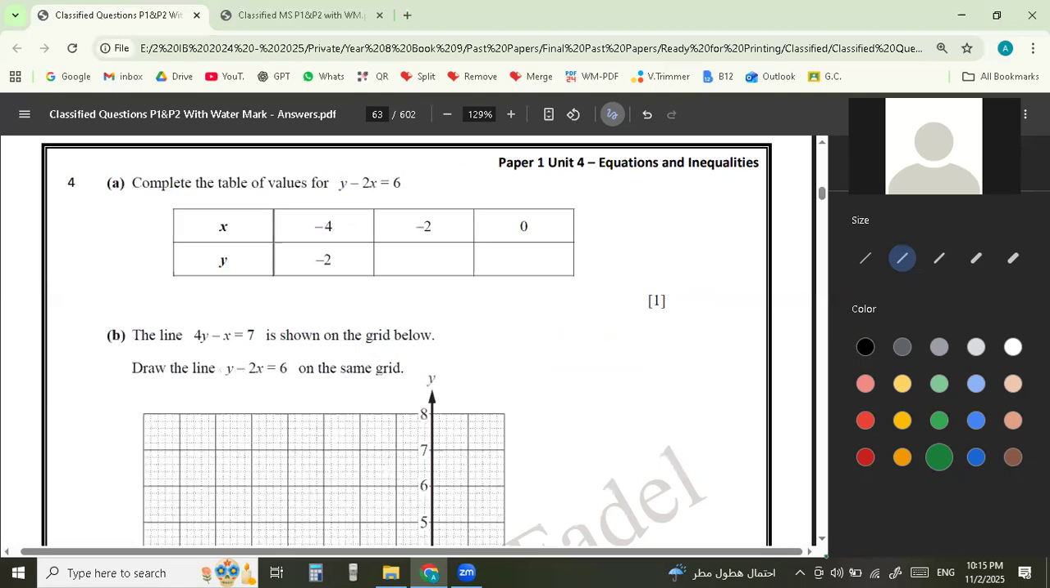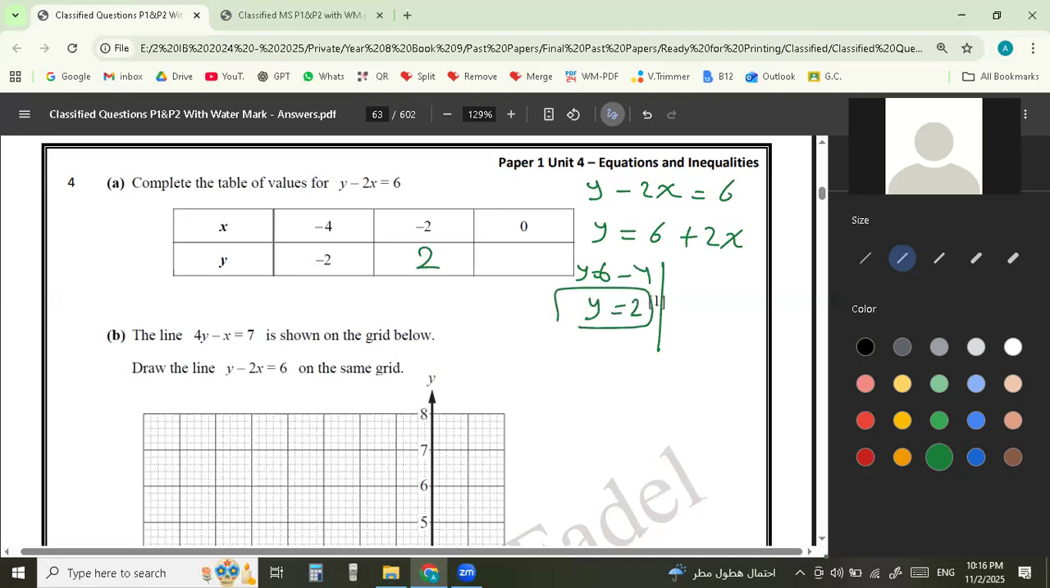Complete the table of values for y minus 2x equals 6. Well, first, in order to find y, I need to make y the subject of the formula to make it easier. No problem at all. y minus 2x equals 6. I'm going to send the minus 2x there with the opposite sign. You have y equals 6 plus 2x. Now, replace x with negative 2. So y equals 6, positive 2 times negative 2 is negative 4. You have y equals just 2.